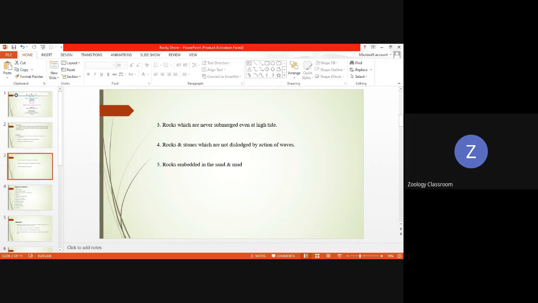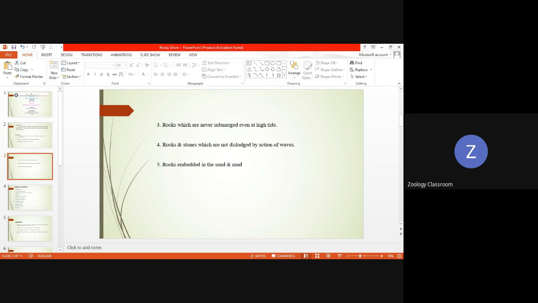So, the fauna which is taking shelter in these rocks, these are different crustaceans, annelids, which are present below shoreline, such as nereis, annelid worms, echinoderms like sea cucumber, sea urchin, etc. They are found in these rocks and stones which are not dislodged.